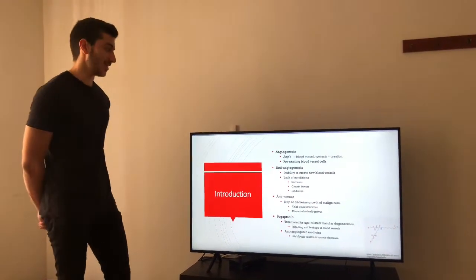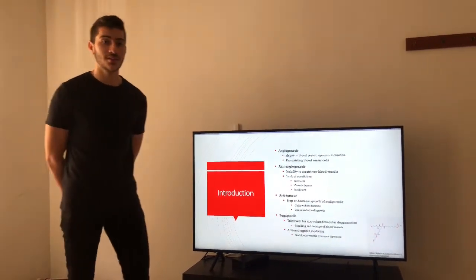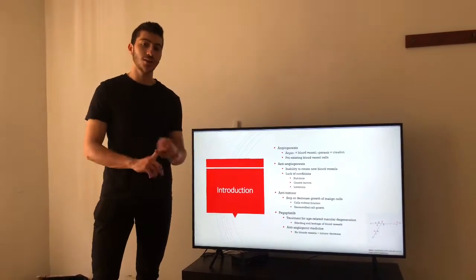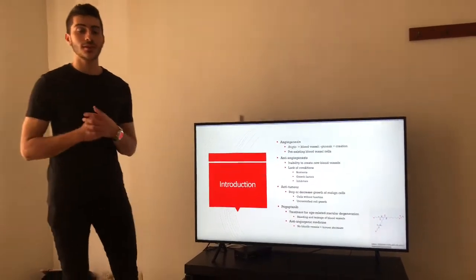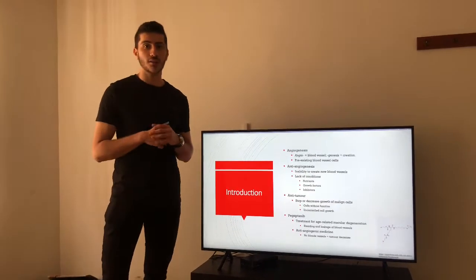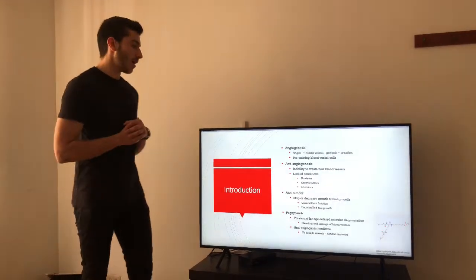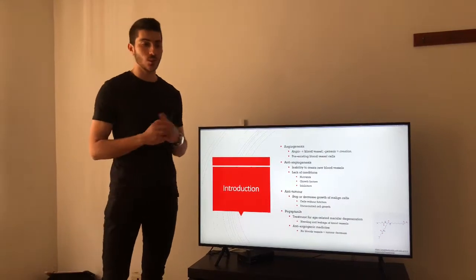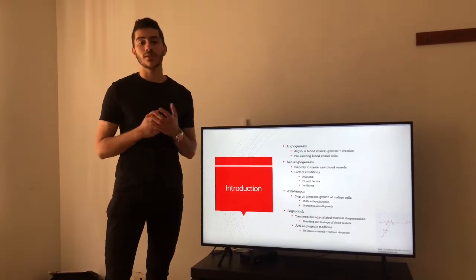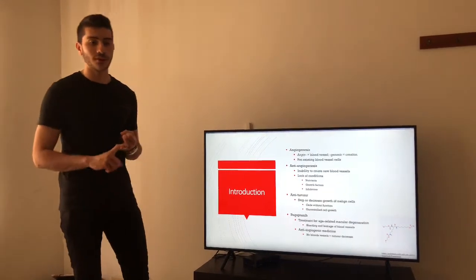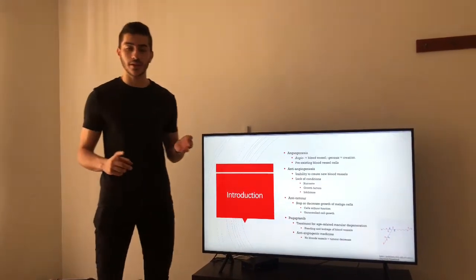The first one is angiogenesis. Angiogenesis is a word made out of two concepts: angio, which means blood vessels, and genesis, which means creation. Therefore, it's the creation of new blood vessels out of pre-existing blood vessel cells. Another word is anti-angiogenesis. What this means is that it is the inability to create new blood vessels because the cells lack conditions such as nutrients, growth factors, or the cells themselves are inhibited.